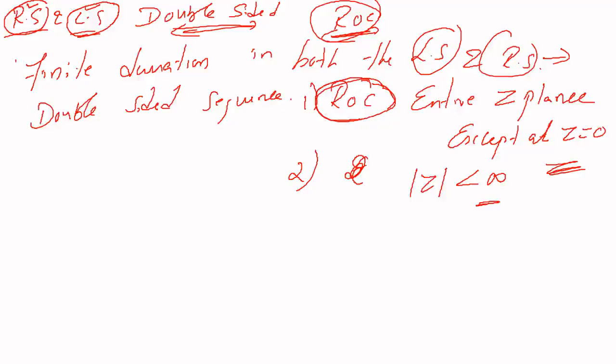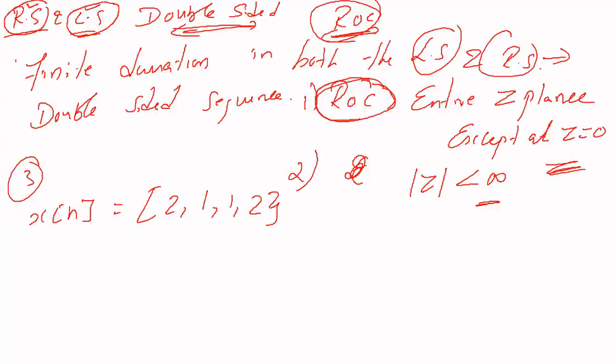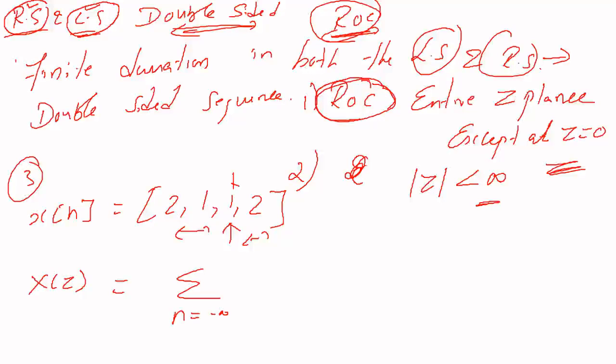Okay, so let us try to do a problem on this. Let x of n, example 3, x of n be 2, 1, 2. So here let us see this as the origin. This is the origin. Since it is having both sides, we call this transform a both-sided transform or double-sided transform. So the equation will be n equal to minus infinity to infinity.